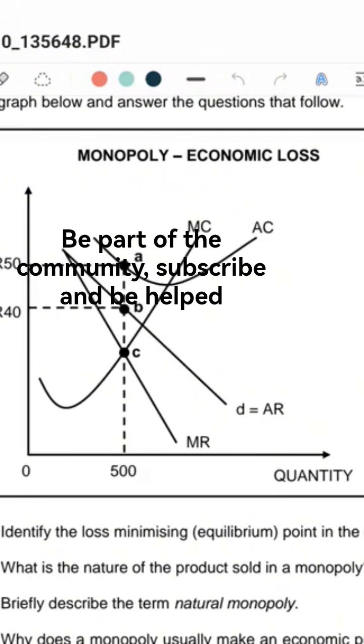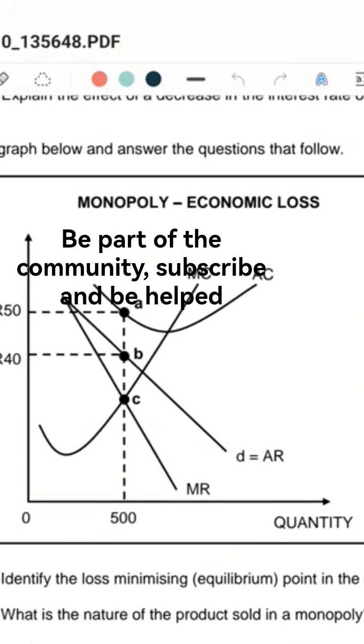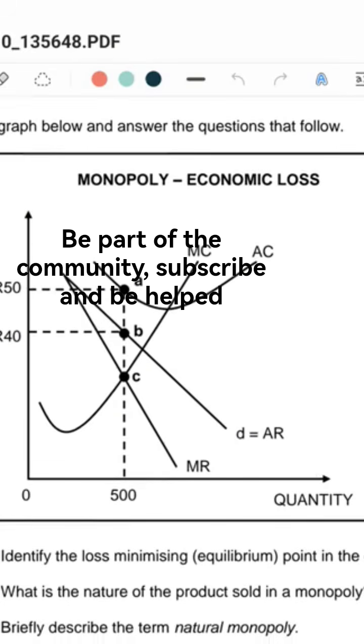Today we are going to be looking at grade 12 economics. We are going to be looking at monopoly as a market structure. Let's look at this question. 4.2, study the graph below and answer the questions that follow.